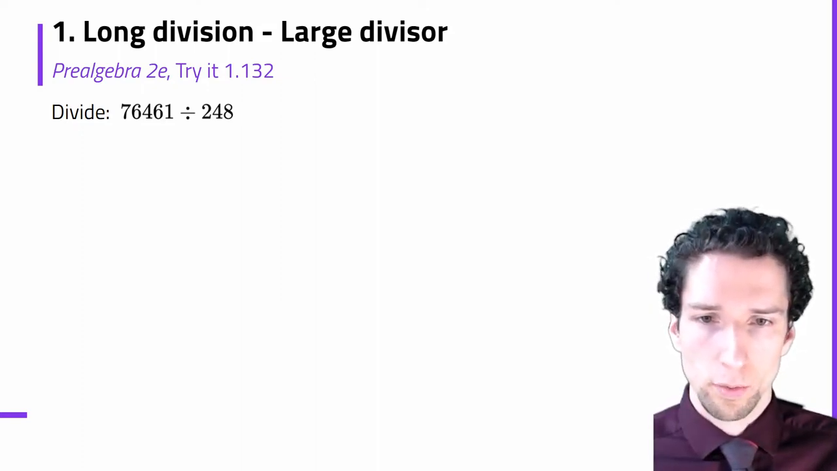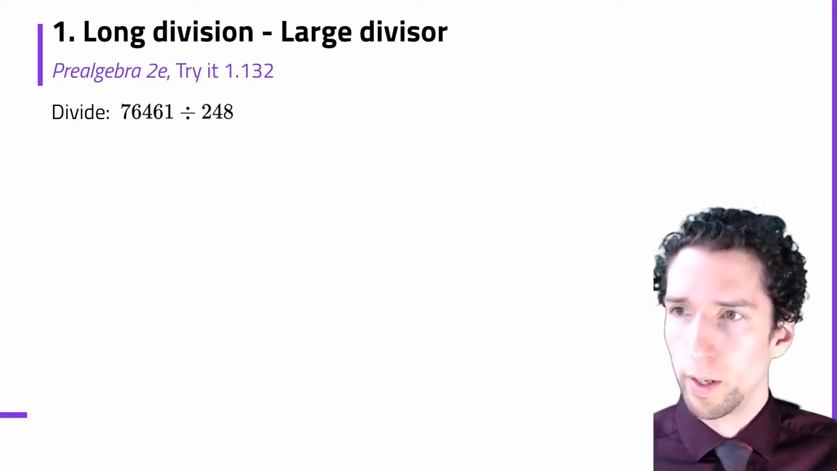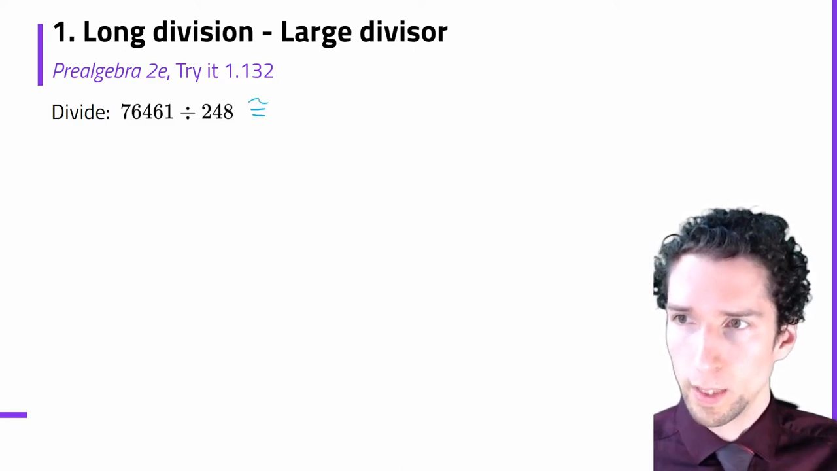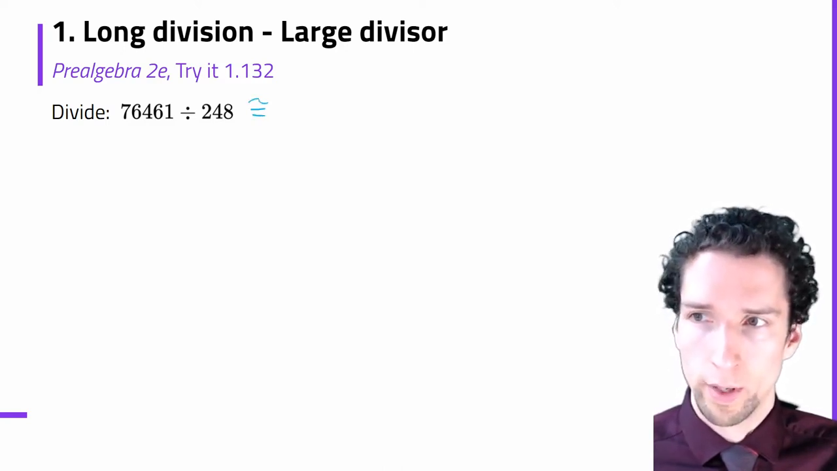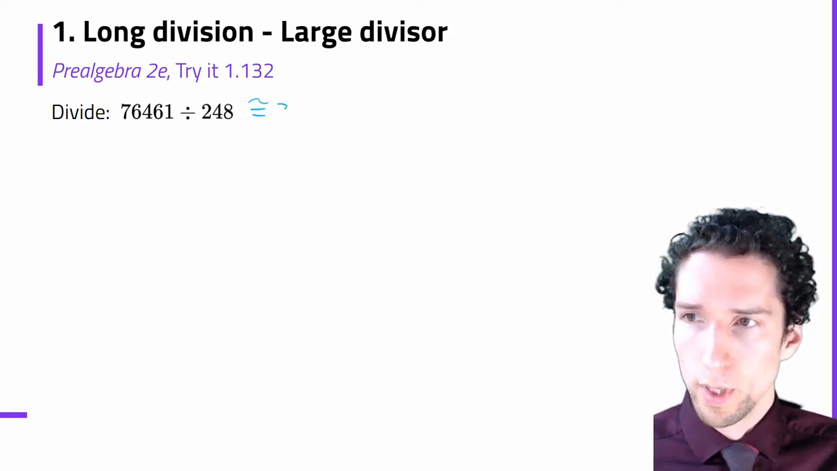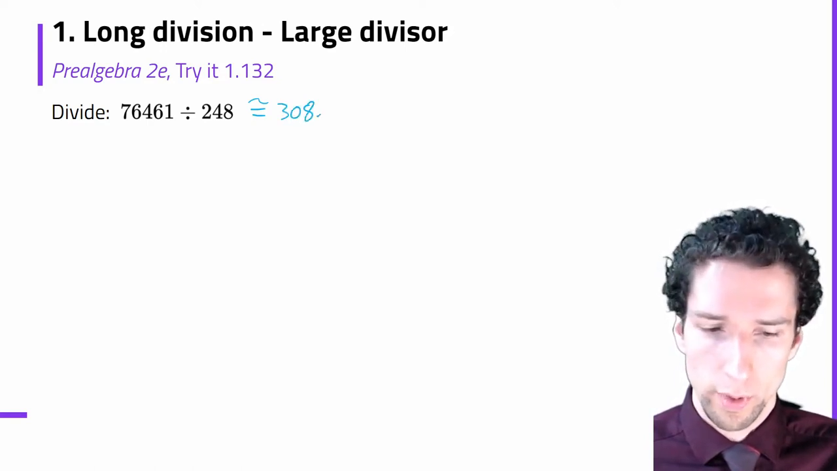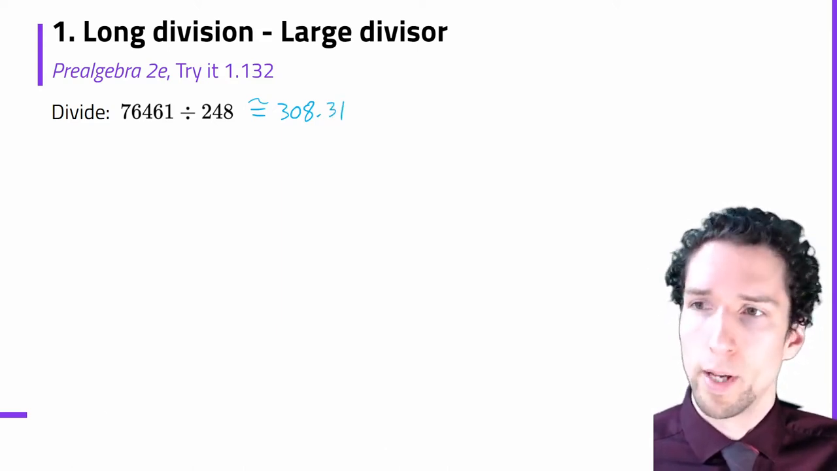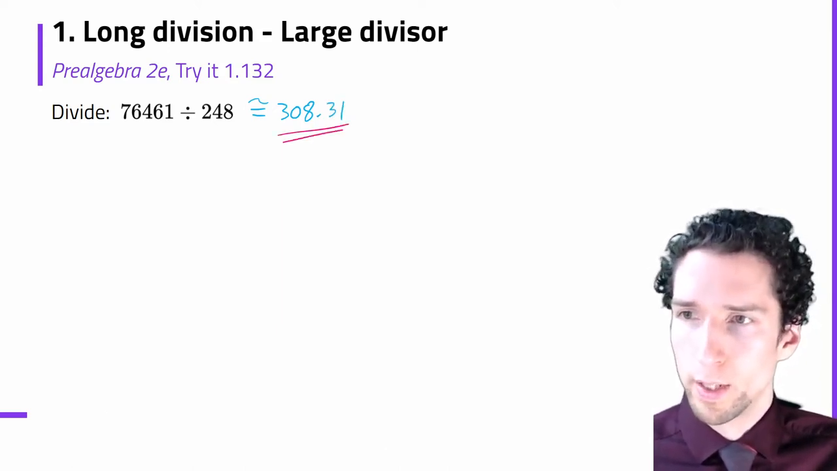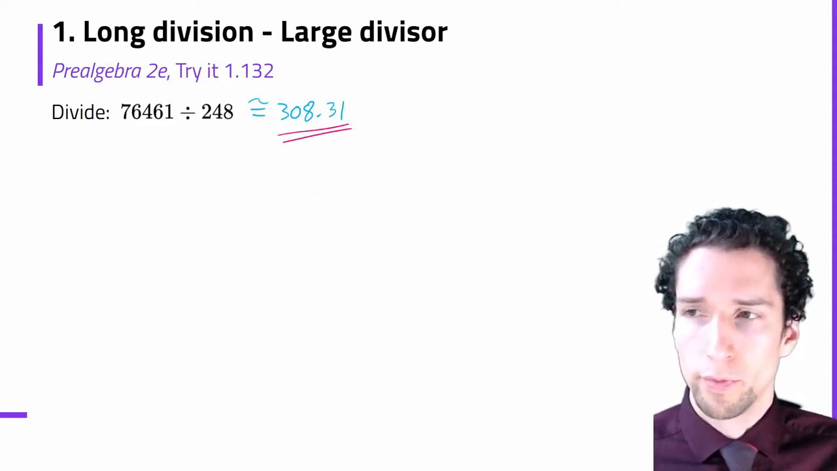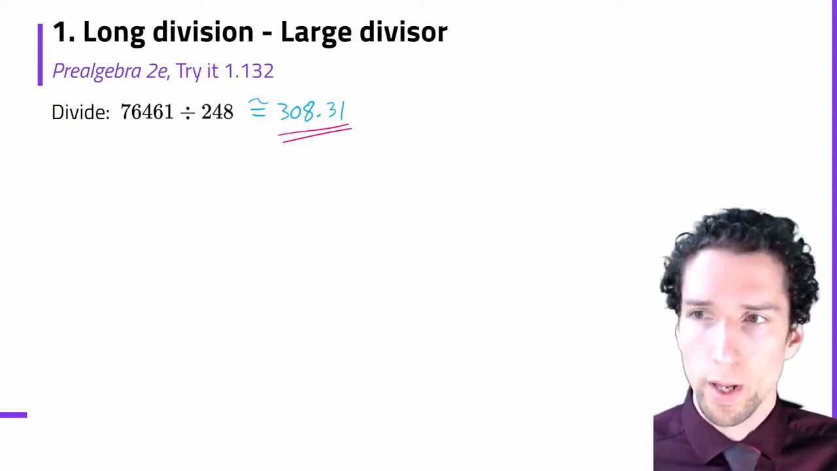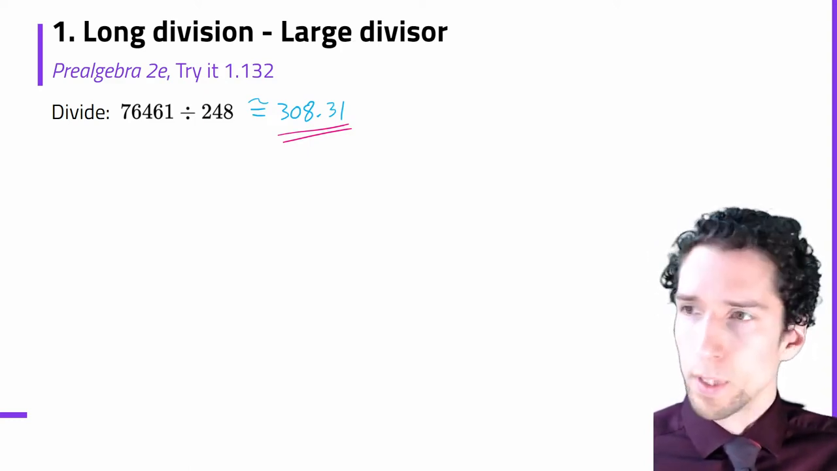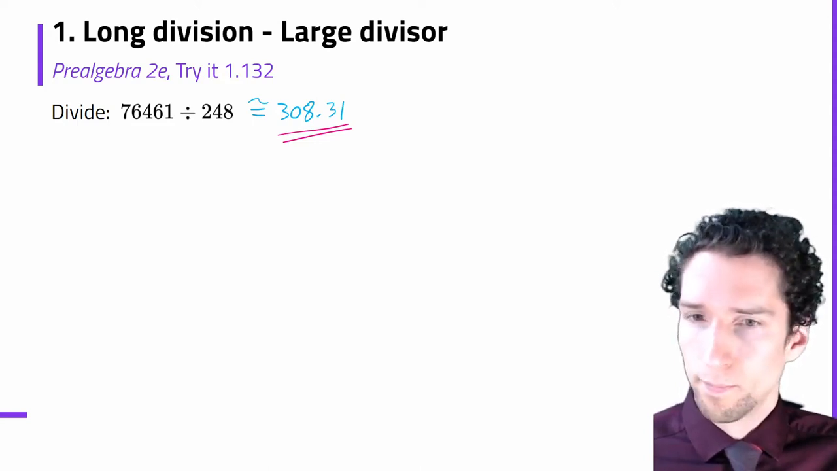All right, so the result that I got was approximately, because I also did not do an infinite number of decimals here, 308.31. And I stopped after 2 decimals. So there's a solution here that's accurate enough for our purposes. So 308.31, whatever. Okay, so there is that one.